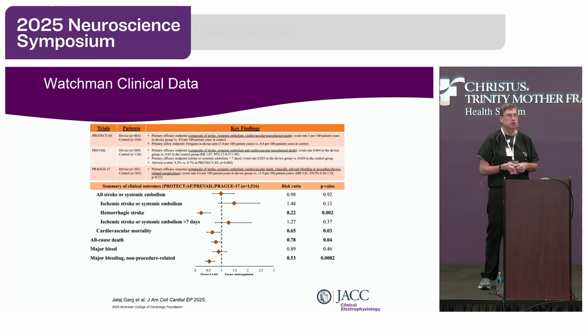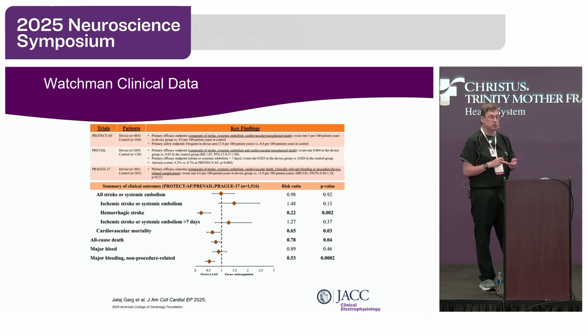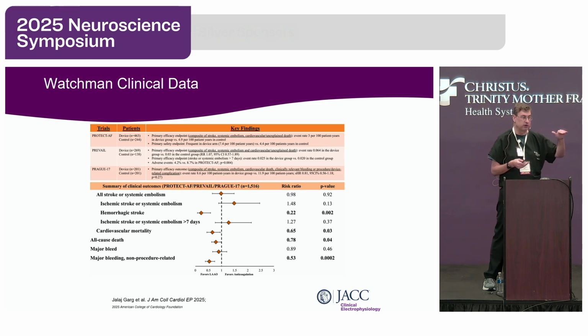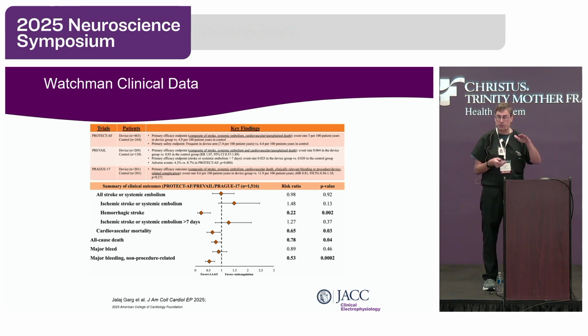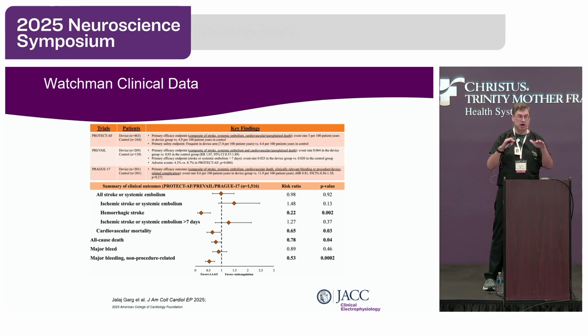Okay, so the Watchman clinical data has been studied since 2005. There have been multiple studies over the years, with basically a recurrent theme. This is the PROTECT and PREVAIL 5-year study, as well as the PRAGUE-17 study, which compared direct oral anticoagulants to the Amulet or to the Watchman. All the other studies were done against warfarin. They're all non-inferiority studies. So the take-home message is that occluding the left atrial appendage is non-inferior to anticoagulation, whether that's warfarin or direct oral anticoagulants.